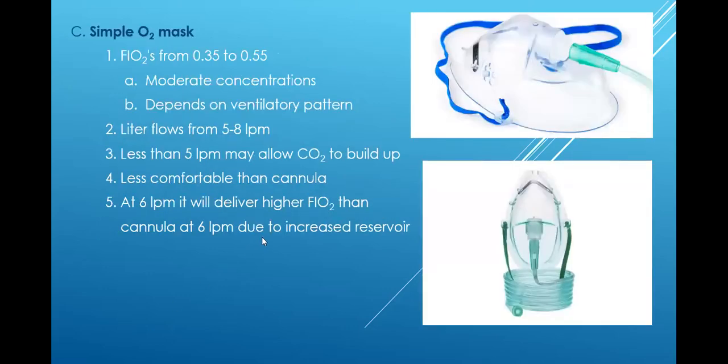All right. Now we're going to the simple O2 mask. When the nasal cannula or the catheter is not enough, right? We had 6 liters, 5 liters, his oxygen is still a little low. Now it's time to go to a simple O2 mask. All this really does is add more reservoir, okay? The natural reservoir in a person is his oropharynx and his nasopharynx, right?